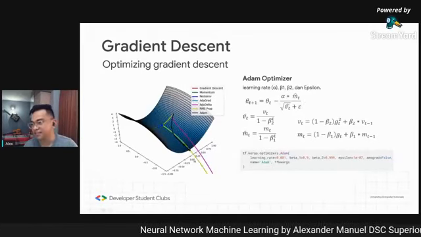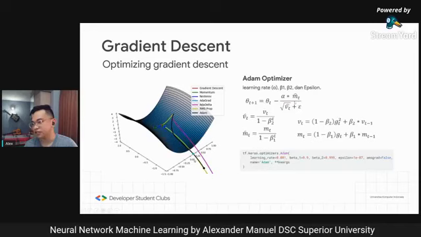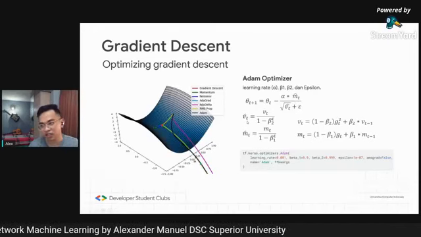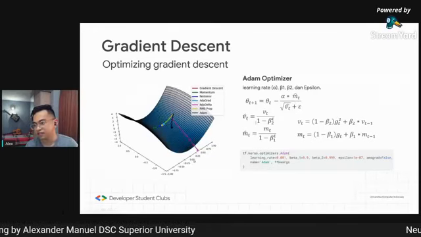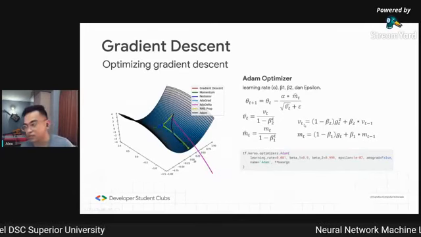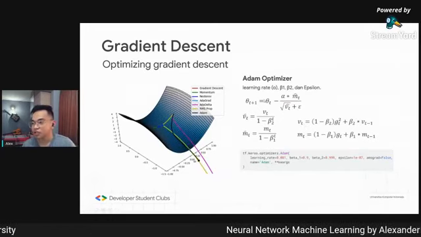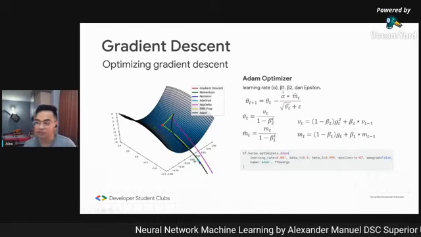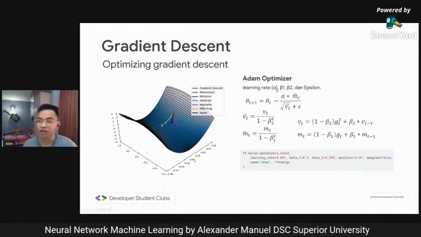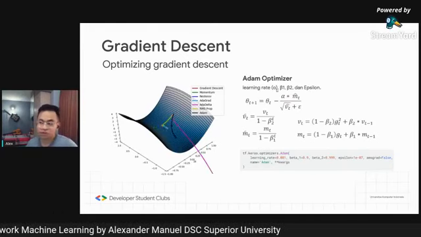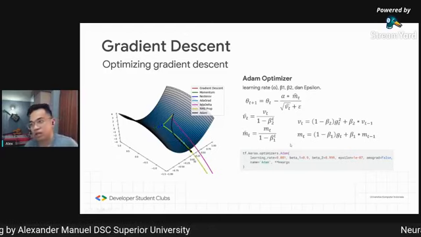So the theta is the weight and stuff, and then you calculate the v hat t, and to calculate the v t first, so let's go. There are four variables: the learning rate, beta one, beta two, and the epsilon.